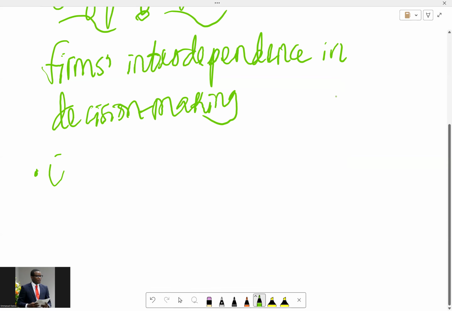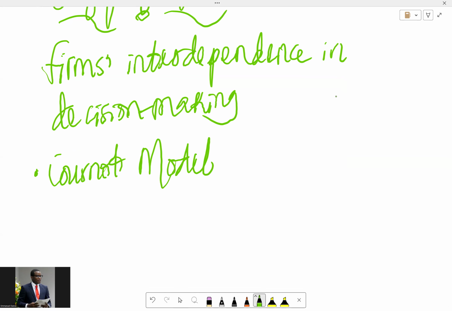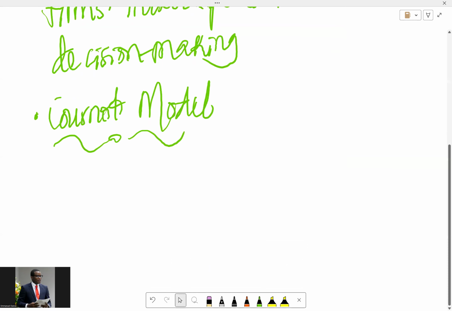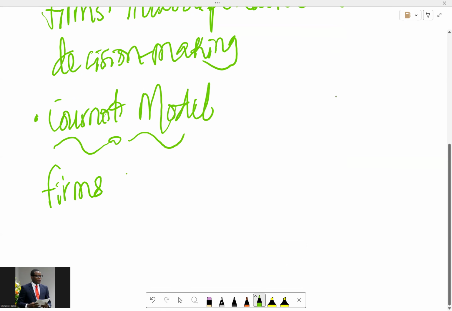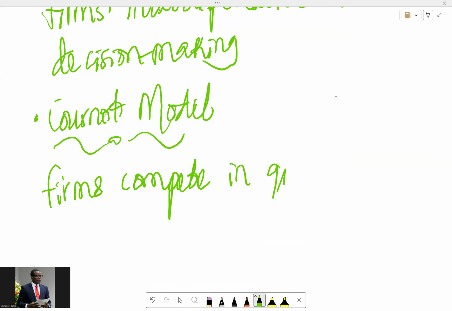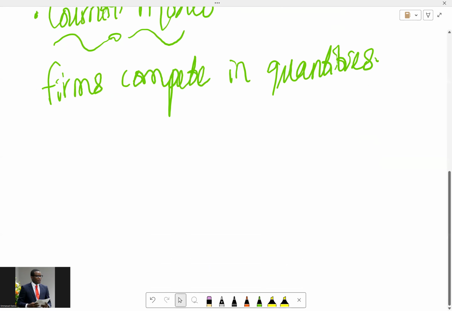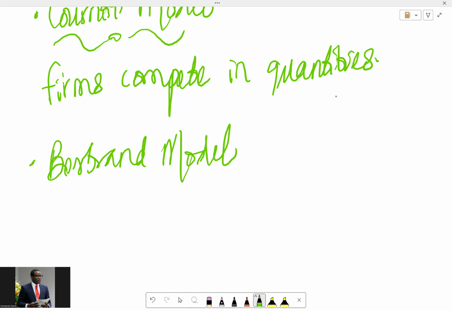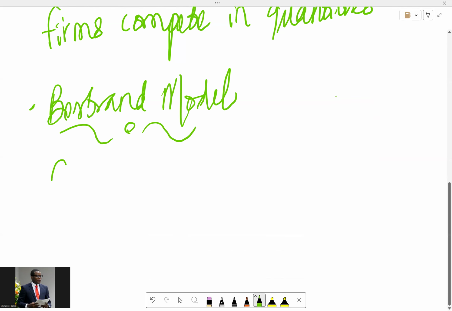Then let's look at a Cournot model. So here, firms compete in quantities. So they compete based on the quantities of goods produced. And then we have the Bertrand model, where firms compete in prices.